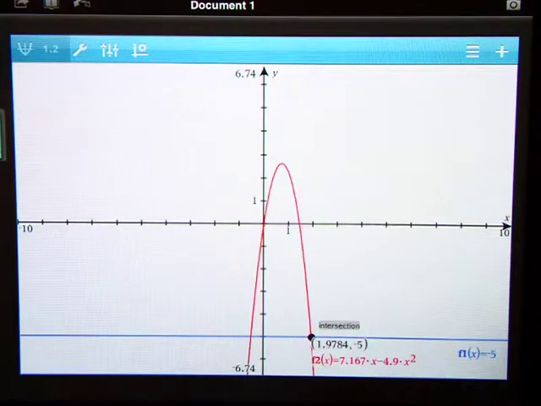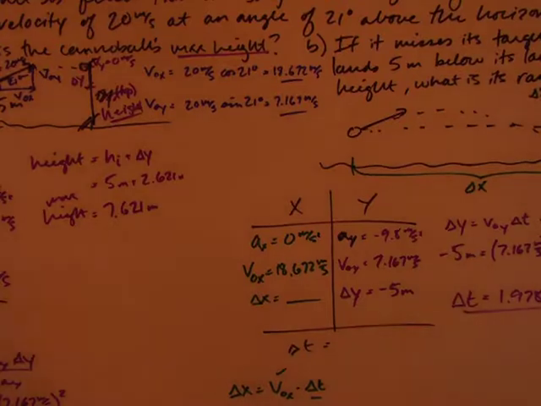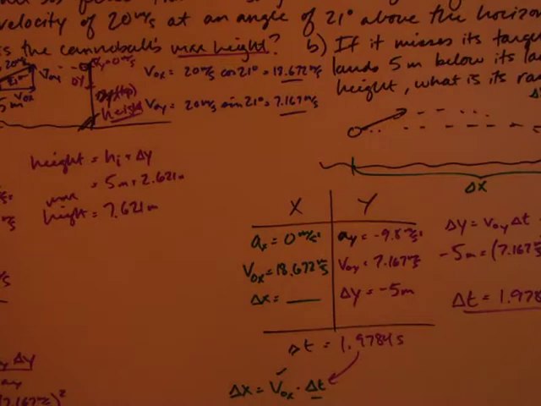So in this case, my time where this function is equal to -5 is 1.9784 seconds. So on your calculator, it's the same thing. Plot the -5 line, plot this, see where the intersection is using second calc for the positive value of delta t. So here I've got this. Now I can solve for my delta x.